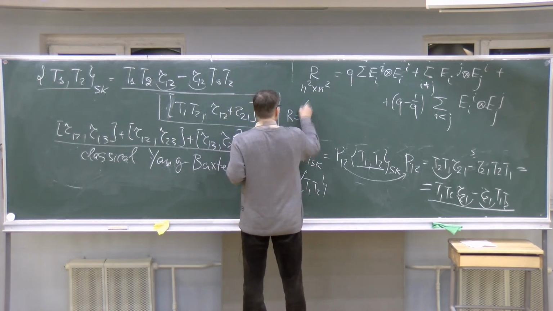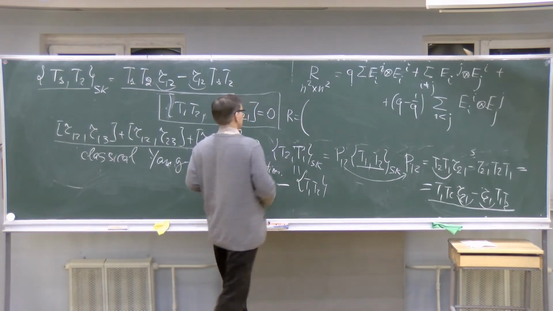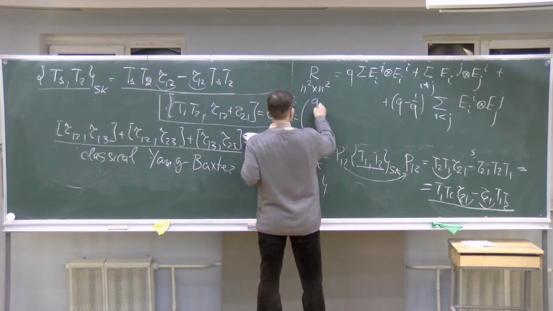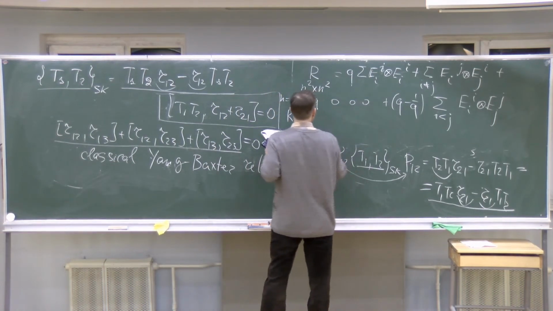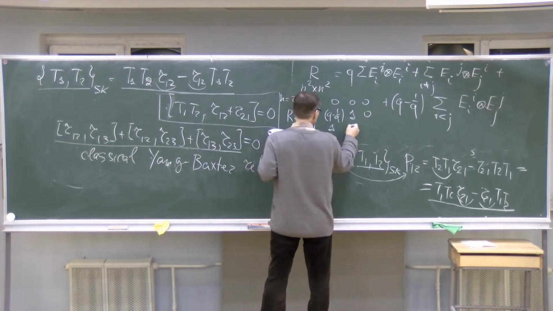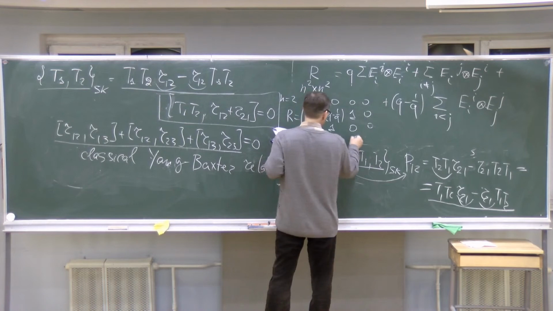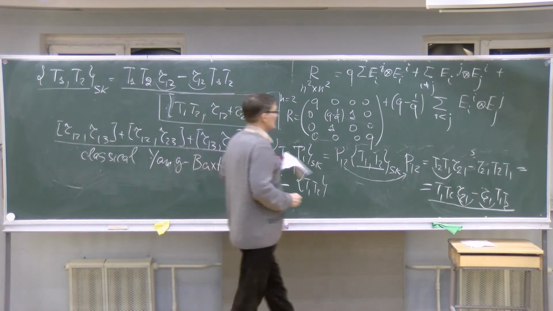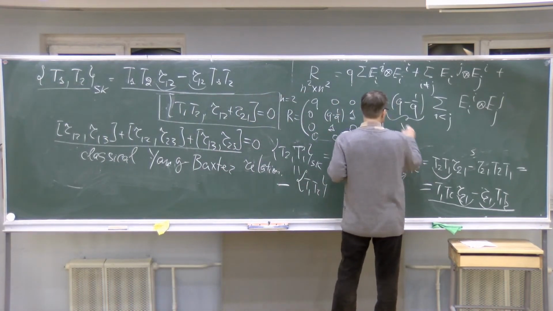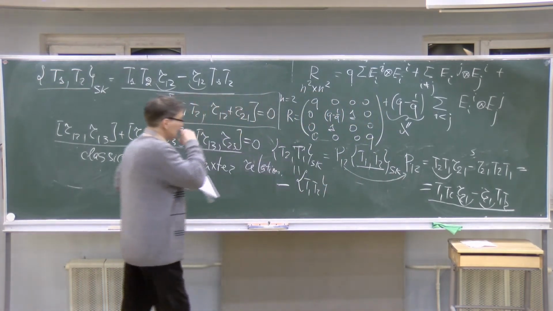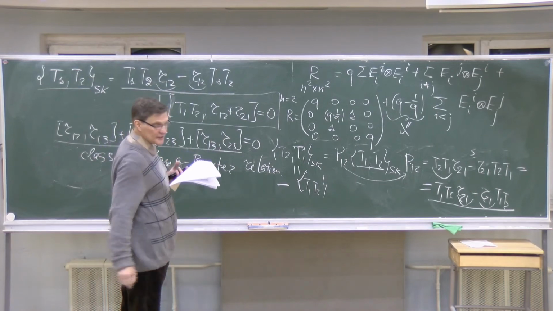An example when n is equal to 2. This is a 4 by 4 matrix, and this matrix has the following form: Q 0 0 0, 0, here we have Q minus 1 over Q, 1 0, 0 1 0, and Q in the last position. And this difference I will often denote by lambda. This is the so-called Drinfeld-Jimbo R-matrix.